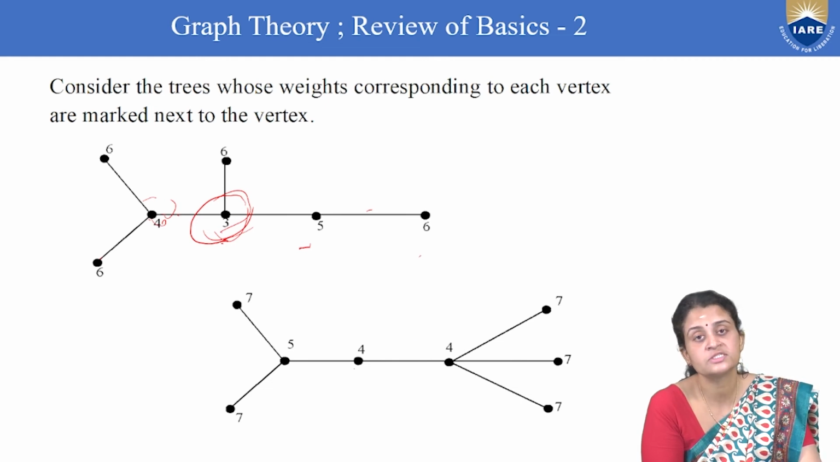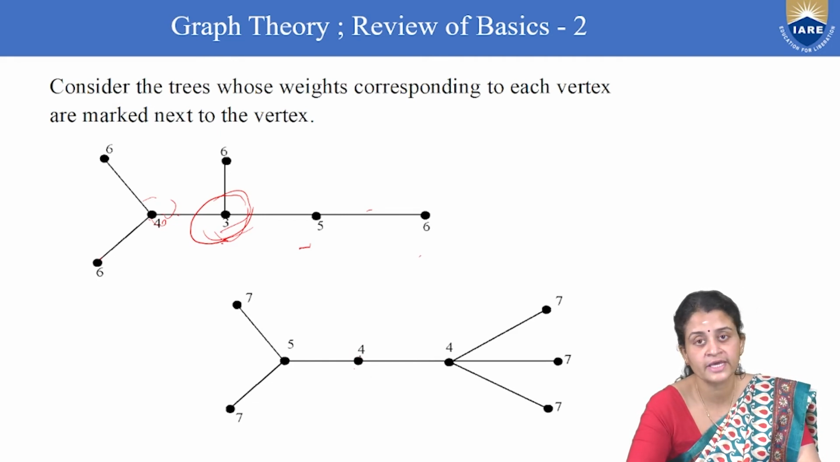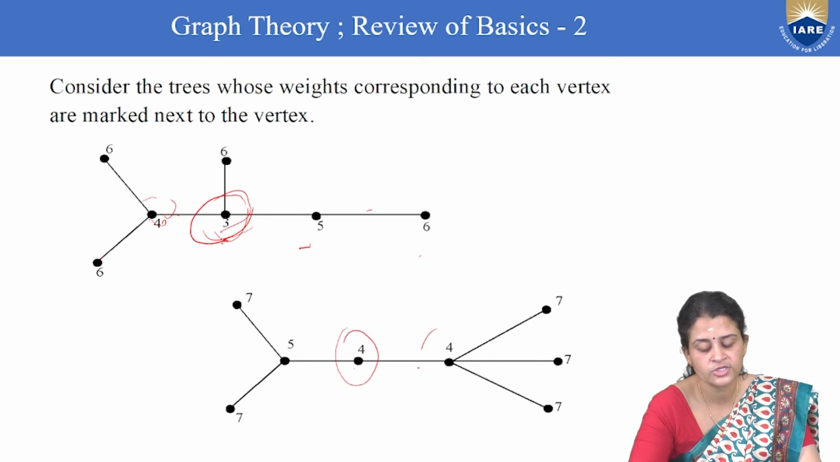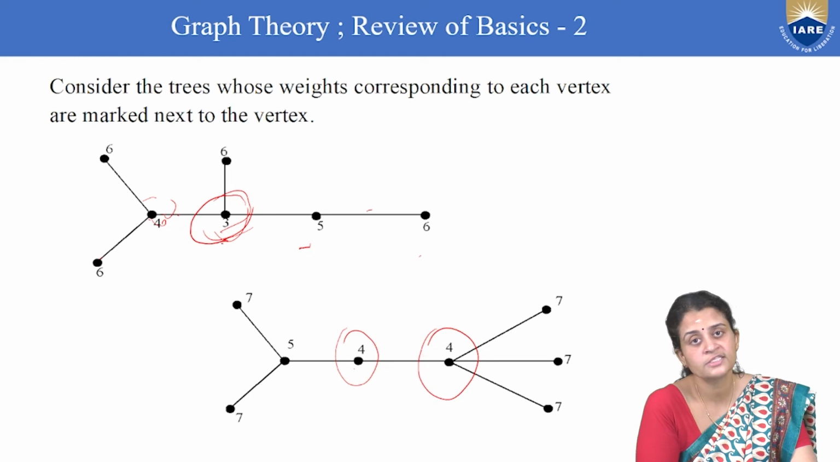Weight, degree, distance, everything are entirely different concepts. Here we are getting a vertex with weight 4 here, and here also we are getting a vertex with weight 4. So these two are centroids of the tree. We have already seen that a tree must have at least one center. In the same manner, a tree must have at least one centroid.